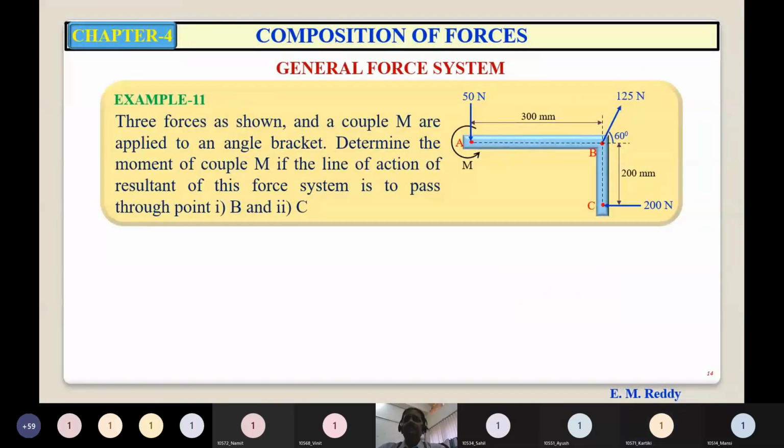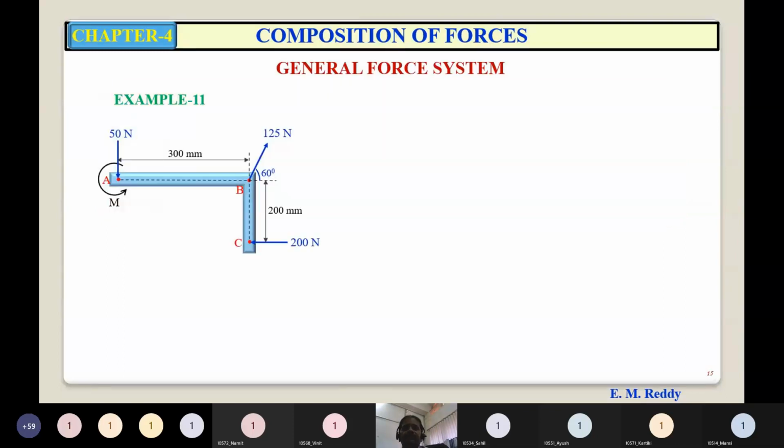Please note down this example. Forces as shown and a couple M are applied to an angle bracket. Determine the moment of couple M if the line of action of resultant of this system is to pass through point B and point C. This is the given figure.